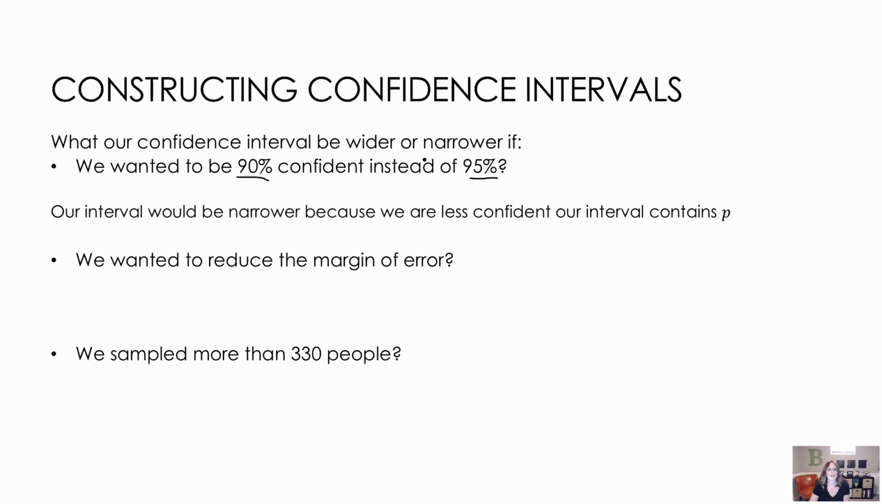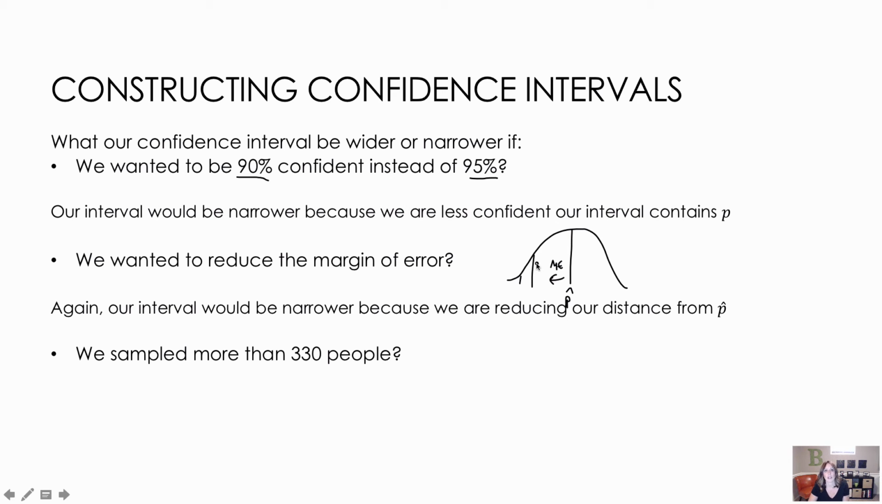Next one, what if we wanted to reduce the margin of error? So again, the margin of error is how far out from p hat do I go? That's the margin of error. So if I'm reducing that, I'm bringing that from here, say, to here, then of course that would mean our interval is narrower because I'm reducing the distance that I'm going from p hat.